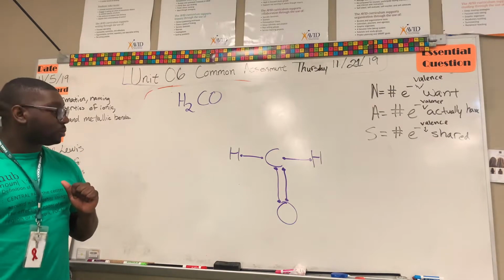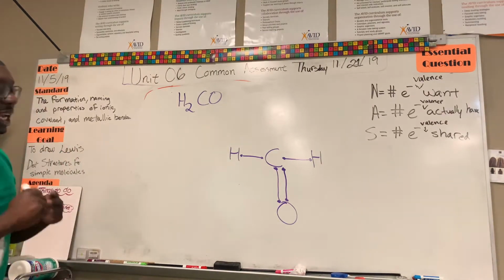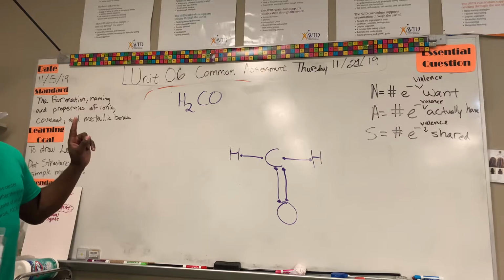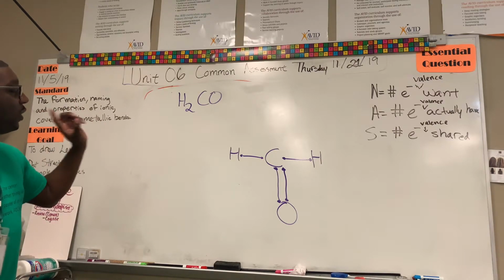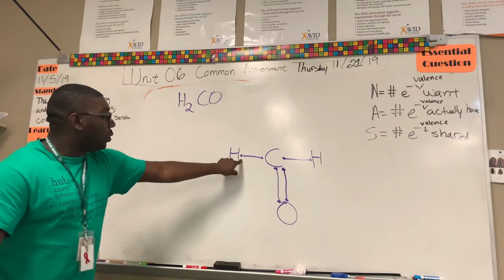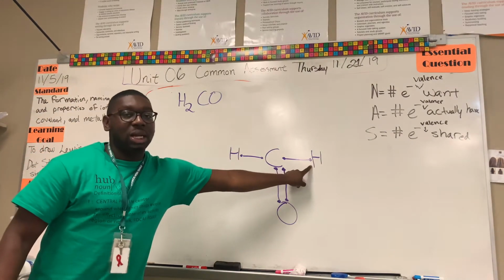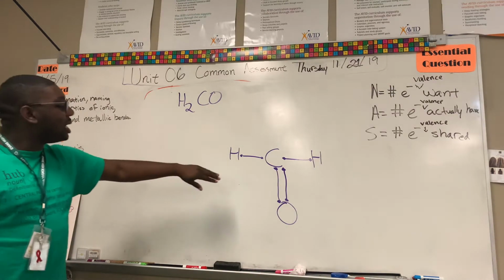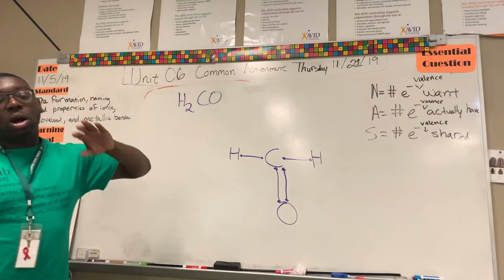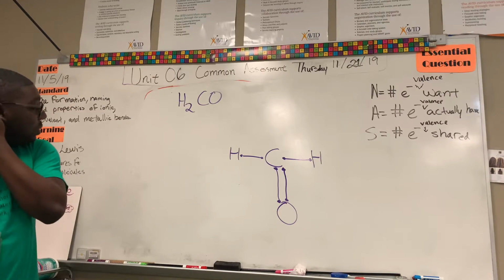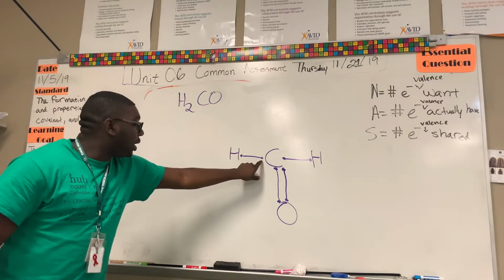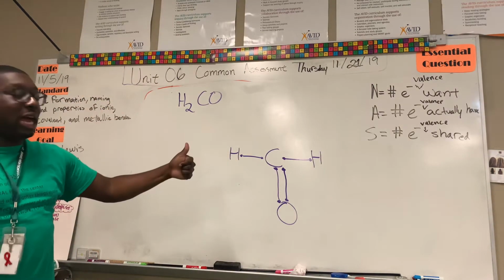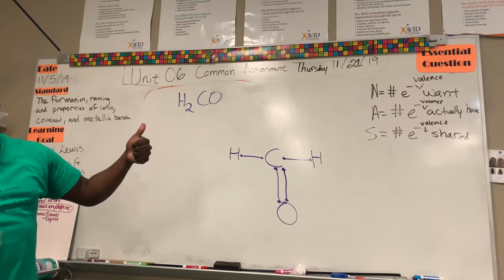I count 1, 2, 3, 4 bonds made. Carbon is happy. So now, next step, I check and make sure everyone has their number of valence electrons. So hydrogen's in group 1A. I need to only have 1 valence electron attached to hydrogen. 1 valence electron, 1 valence electron. Our hydrogens have met their requirement. Then next, I'm going to look at carbon. Carbon's supposed to have 4 valence electrons. When I look at carbon, I have 1, 2, 3, 4 valence electrons on my carbon. My carbon is happy, has its bonds, has its number of valence electrons.